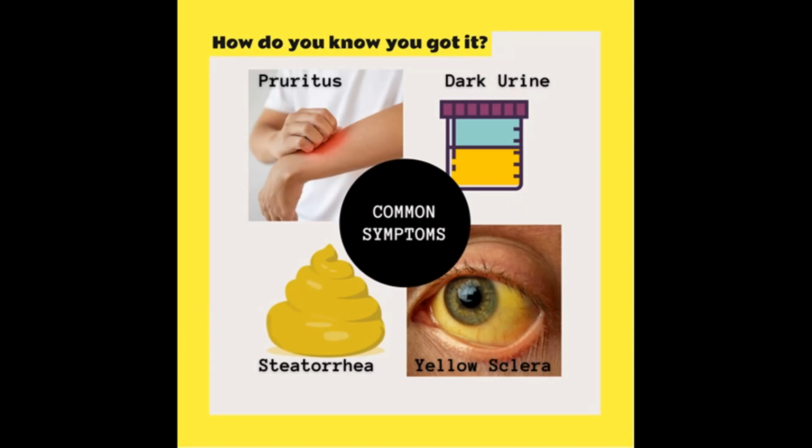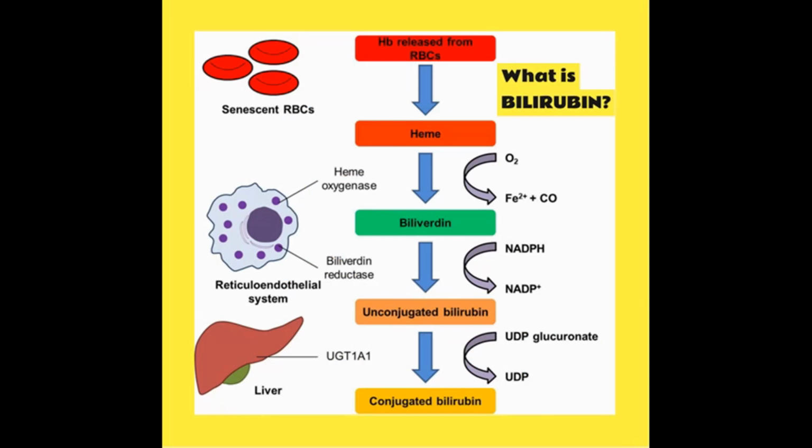So how do you know if you've got jaundice? You have 4 common symptoms. 1. Pruritus, itching of the skin. 2. Dark urine, especially tea-colored. 3. Steatorrhea, pale, fatty, foul-smelling stools which are hard to flush. And 4. Yellowish discoloration of the skin and mucous membrane, particularly the sclera.